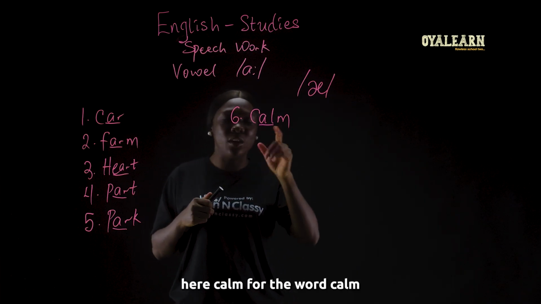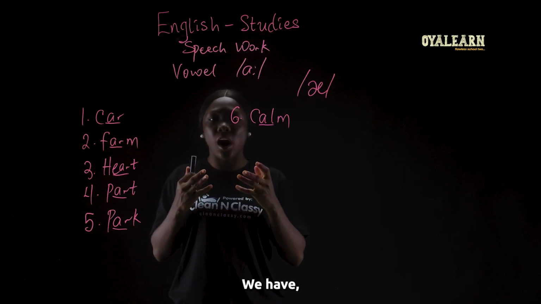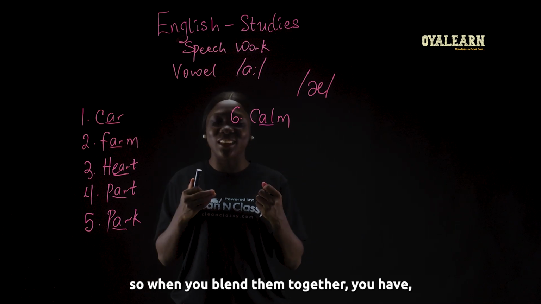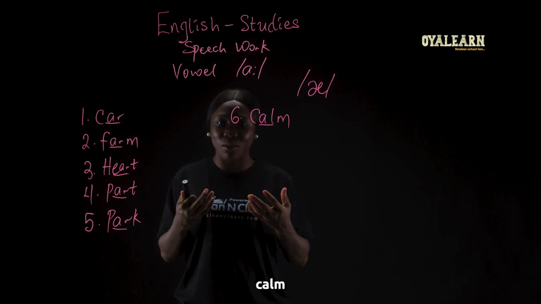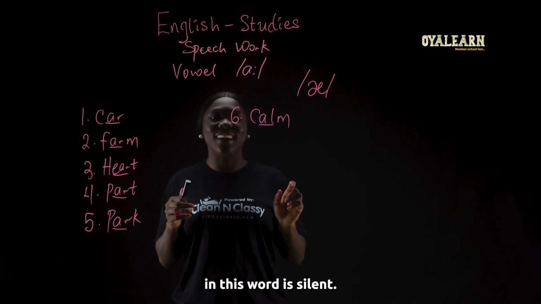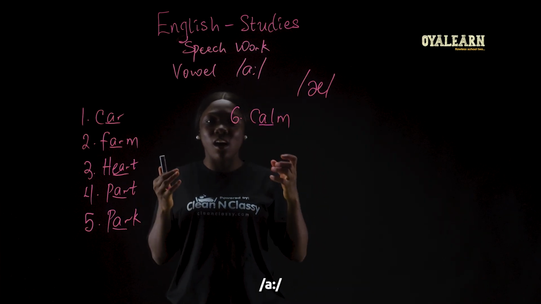Calm. For the word calm, we have three sounds. We have k, ah, and m. So when you blend them together, you have calm. The L in this word is silent, so it substitutes for the vowel R.